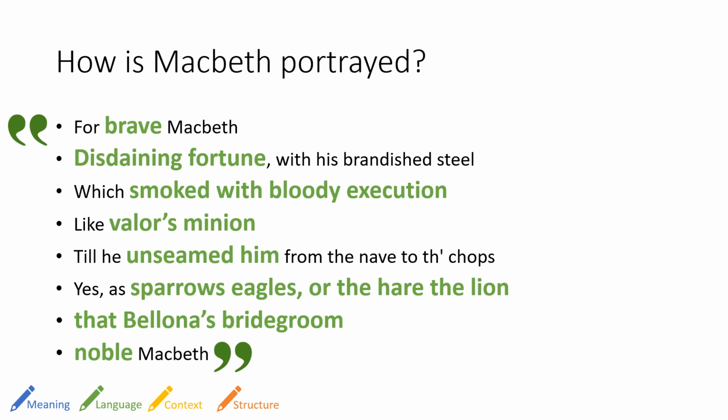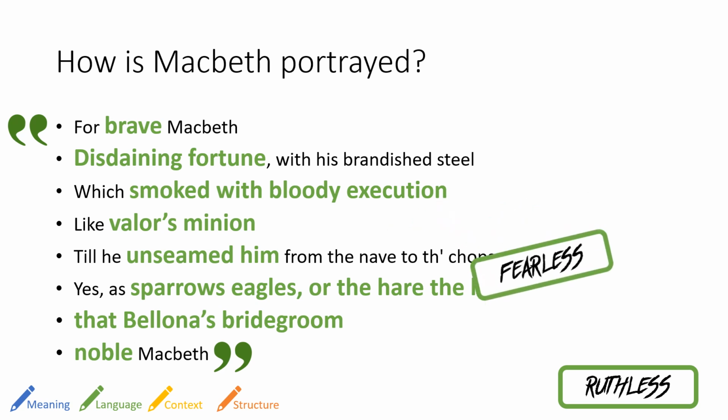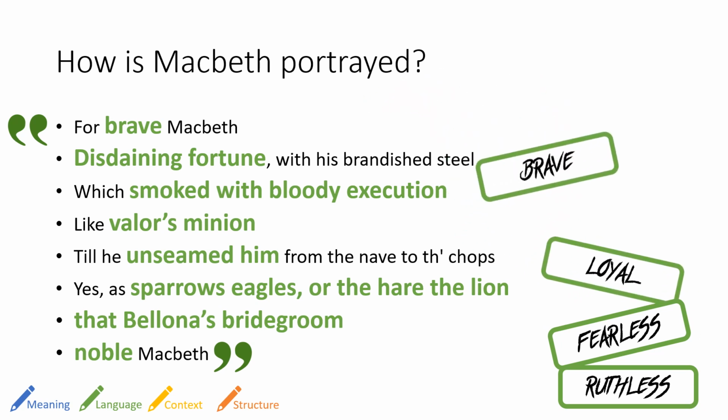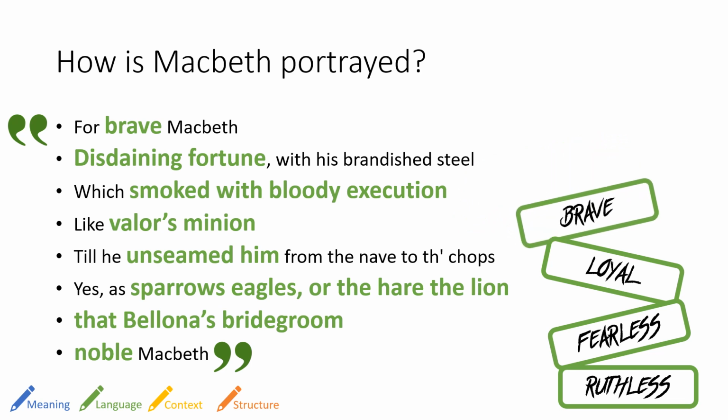He was the goddess of war's husband, her bridegroom. He was described as noble. He had the full package in this scene, and that is how the audience is introduced to Macbeth. He is described as ruthless in his dealings with his enemies. He's described as fearless in the face of all insurmountable odds. He's described as loyal to King Duncan. He is brave. He's got the whole thing going on here.